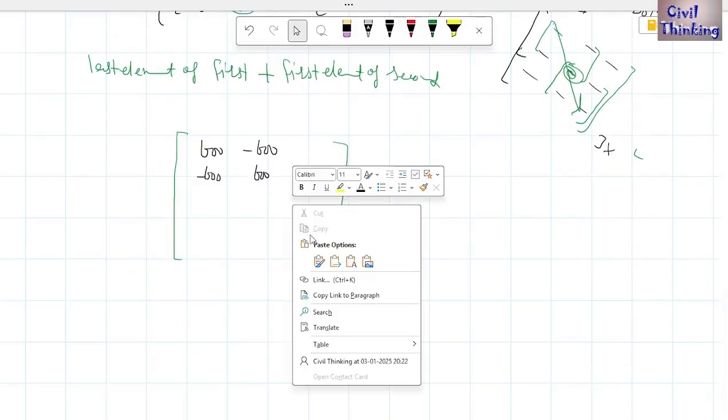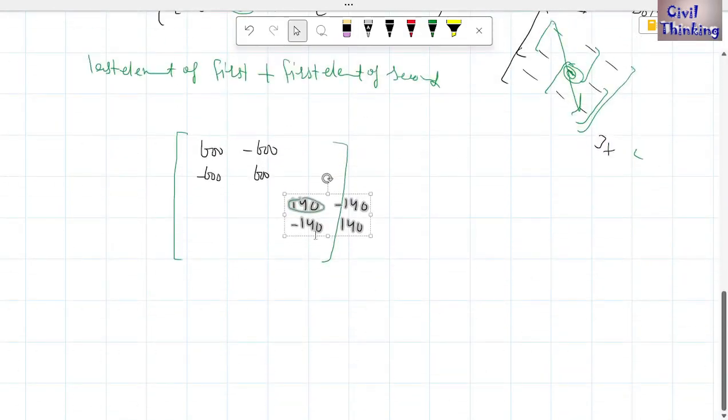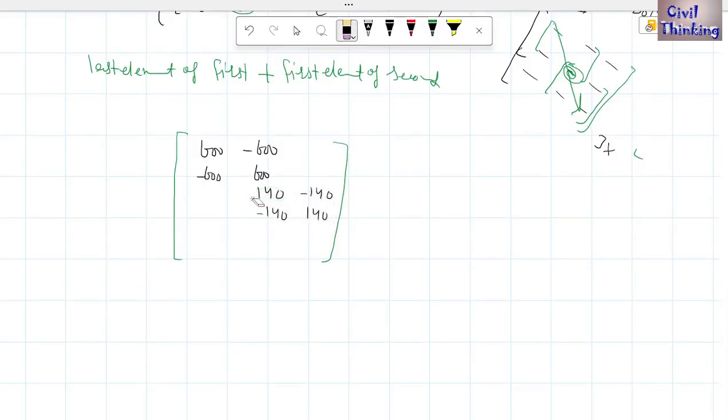Okay, I will place it here, and then these two will add up. Now you can see they are coming close to each other, they are near, so the near ones will add up.